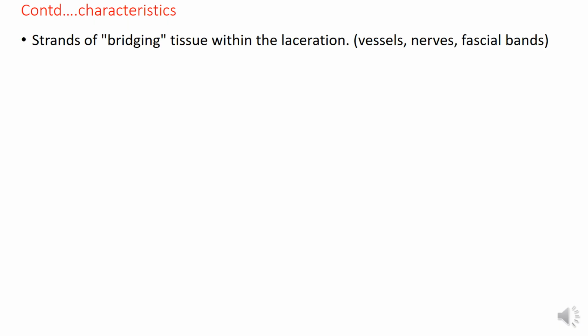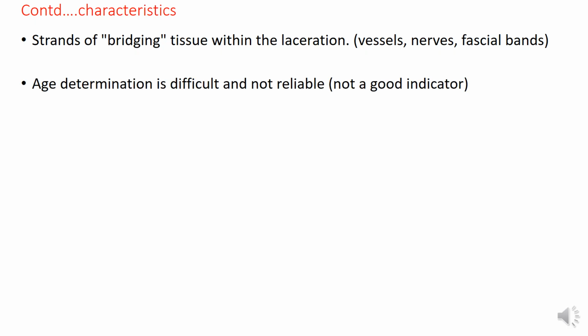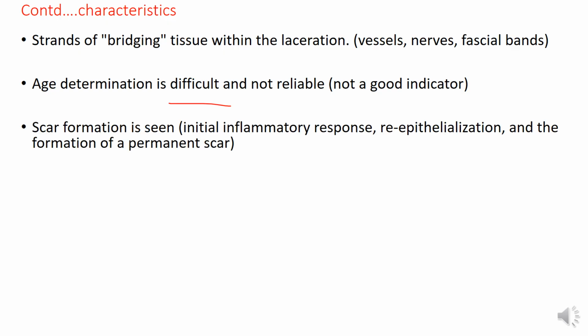In lacerations, you can see tissue strands as tissue bridging in the forms of vessels, nerves and fascial bands. Age estimation is difficult, actually not reliable at all. It's not a good indicator because there may be a lot of inflammatory response, re-epithelialization, and finally it causes a permanent scar formation, as you can understand.